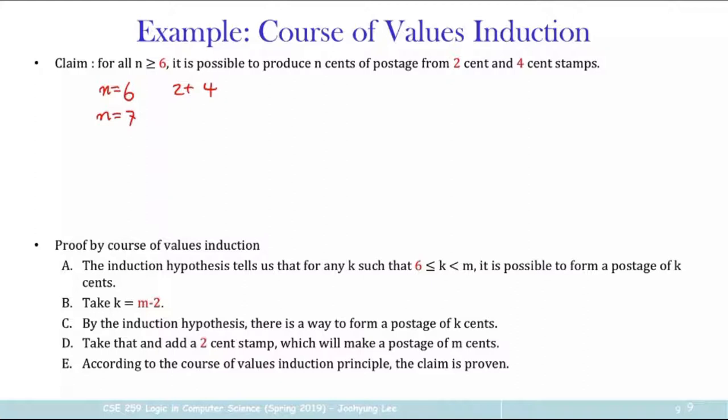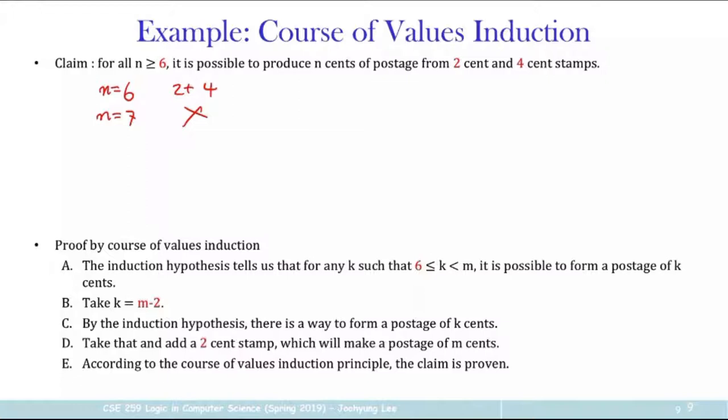The claim is actually false. I think it's actually obvious, right? I don't have to go through all the inductive proof. With 7 cents, how can you make it using only 2 and 4? If the numbers were much bigger than this, then it may not be as simple. It's just that for this problem, the numbers are so small that we can easily see that however many times you apply the different stamps, you cannot get this case. So we know that this is false.